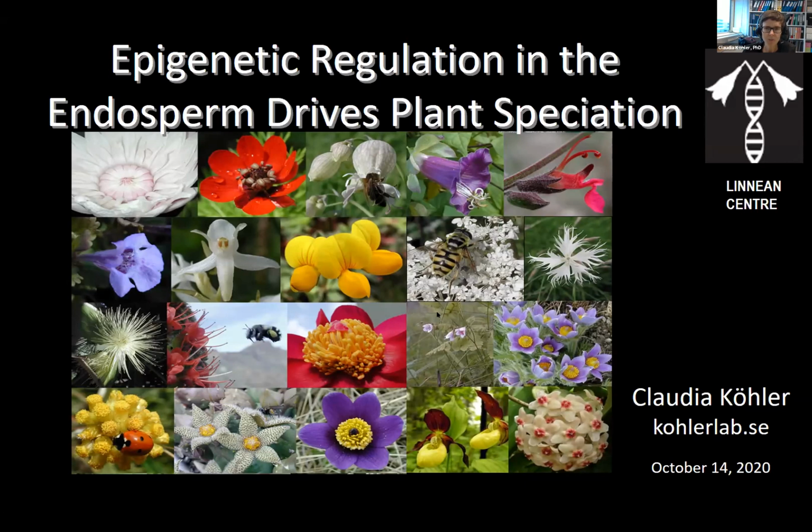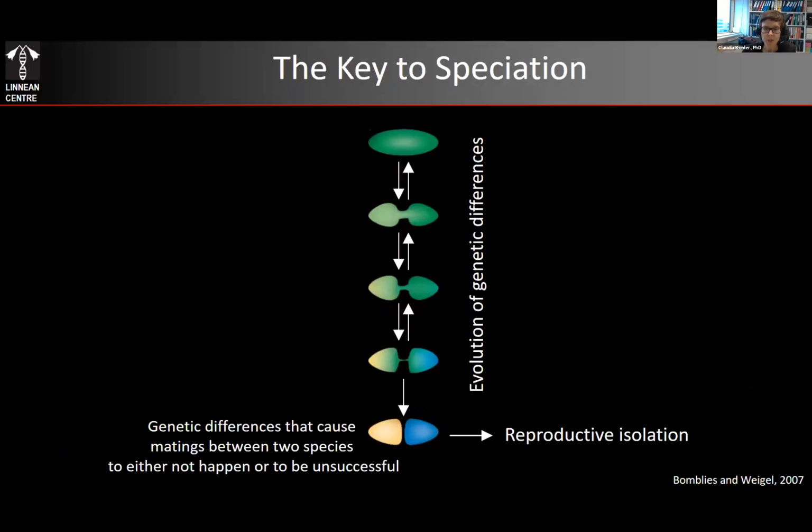Let me first ask the question, what is the key to speciation? Well, the key to speciation is to achieve reproductive isolation, which generally occurs by the accumulation of genetic differences over time, which finally cause two populations either not to be able to mate anymore, or if they are still able to mate, that the resulting progeny is inviable or sterile.